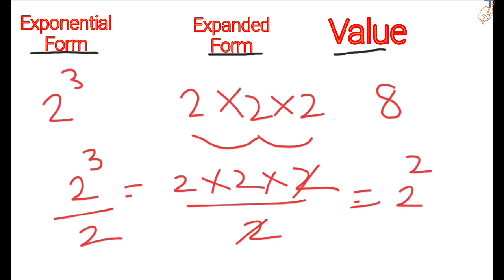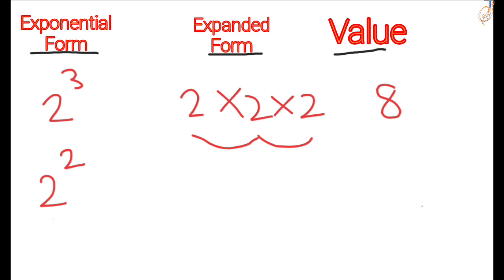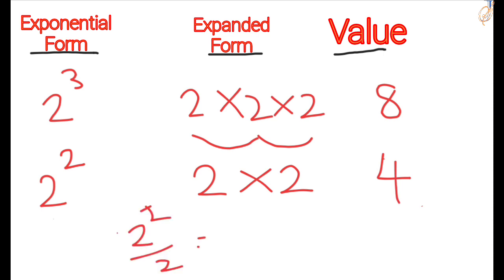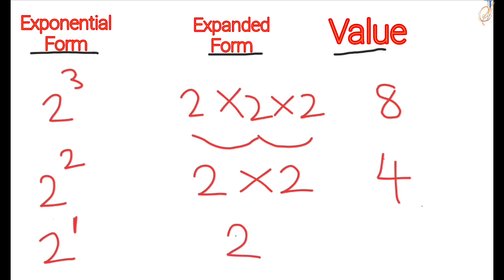Now take this 2 power 2. Here the base is 2, the power is 2. So you have to write the base 2 two times, so you will get the value 4. Again if you do division by 2, you will get 2 power 2 by 2. So 2 gets cancelled, you will get 2 power 1. Take this in exponential form, 2 power 1, then write it as 2. So what is 2 power 1? The value is 2. What do you observe here?